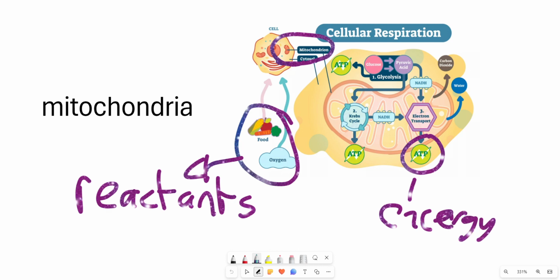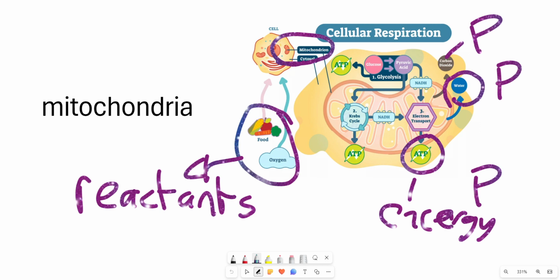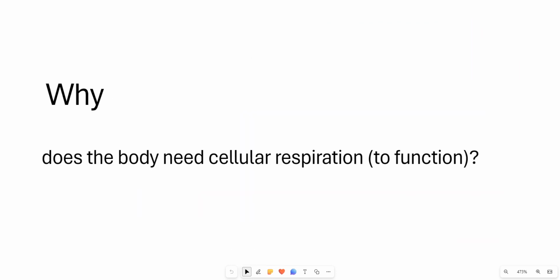This is very difficult to do with my finger. And we also have a byproduct of water that plays a key role in the process, and carbon dioxide, which is a waste product. So these are our products: carbon dioxide, water, energy in the form of ATP.